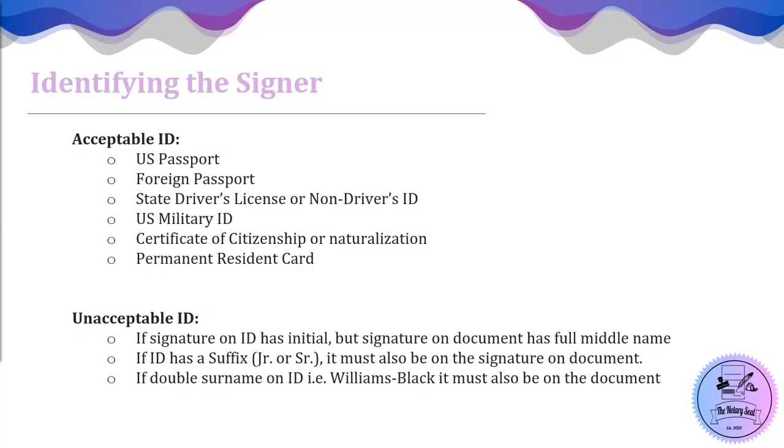Okay. Now another unacceptable ID is if there's a double surname on the ID, such as Williams Black. Then in that case, that double surname should also be on the document if that's how they identify themselves. Okay.